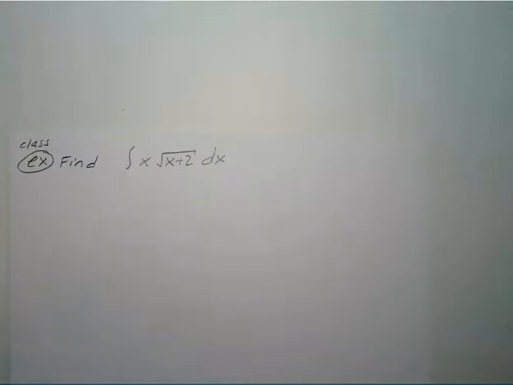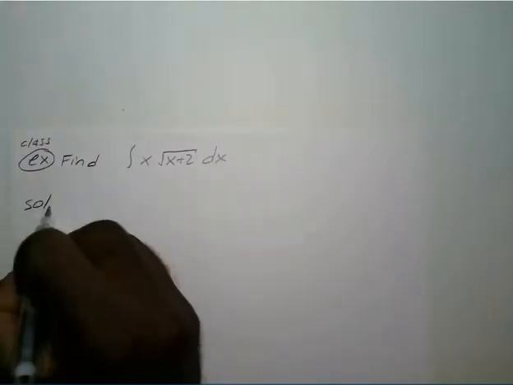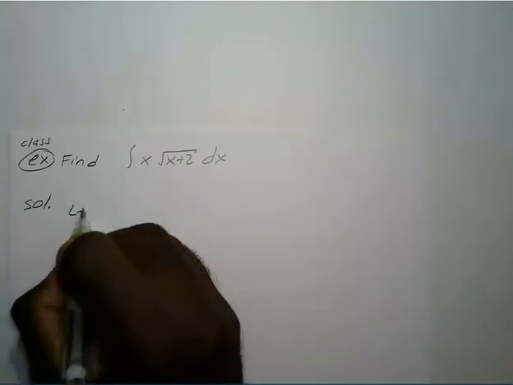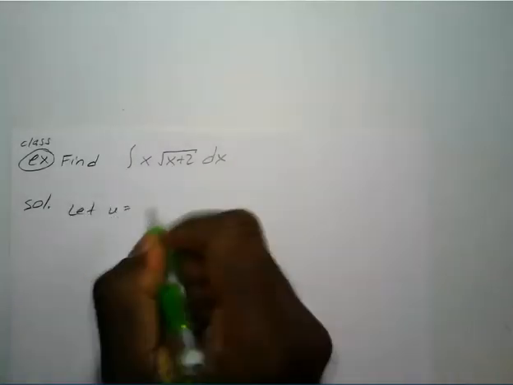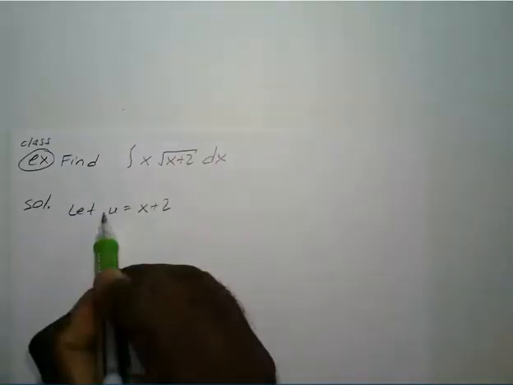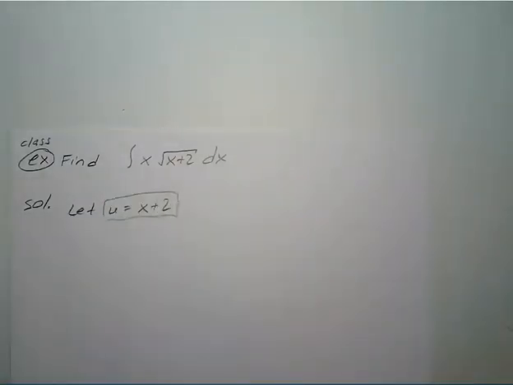Okay, so I'm assuming that you've already pressed pause and worked this one out. So let's go ahead and verify your answer. Just like before, we're going to let our u equal x plus 2. And we're going to need that, so we're going to put a little square over it.